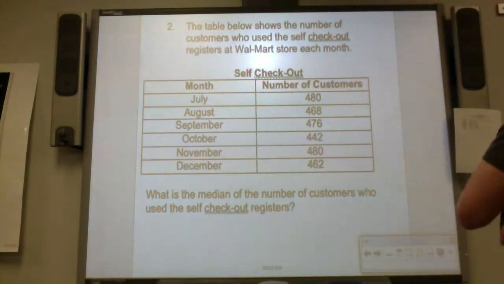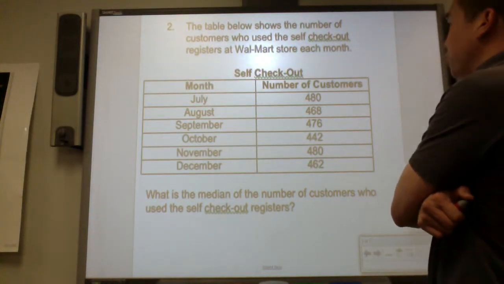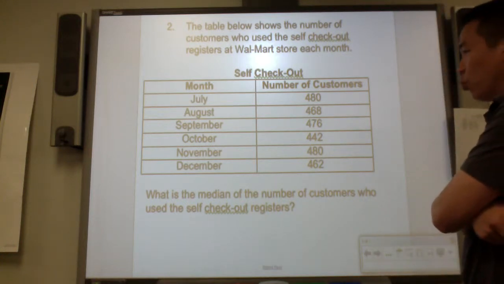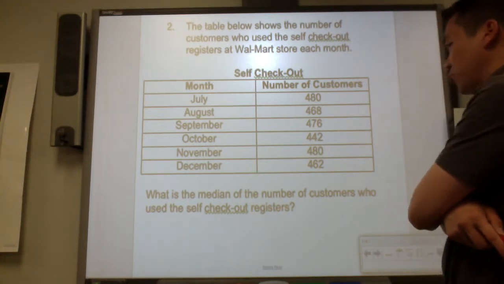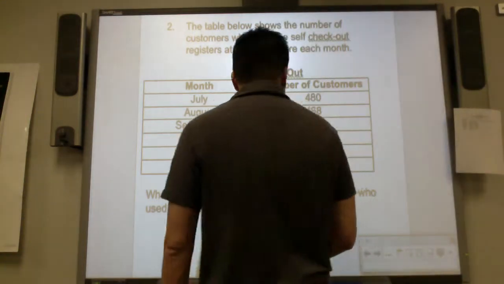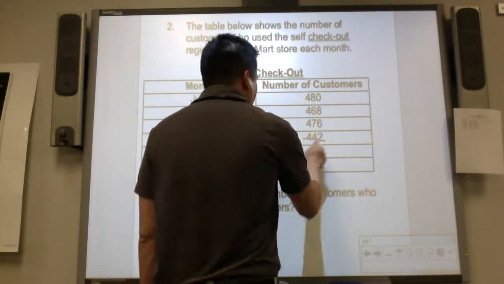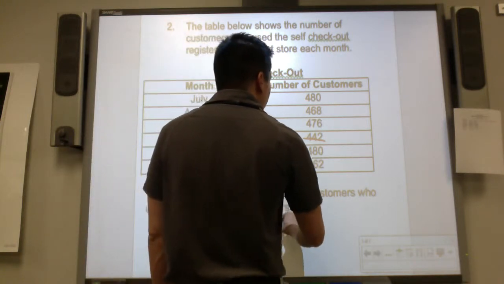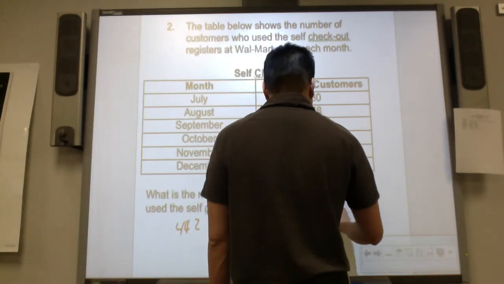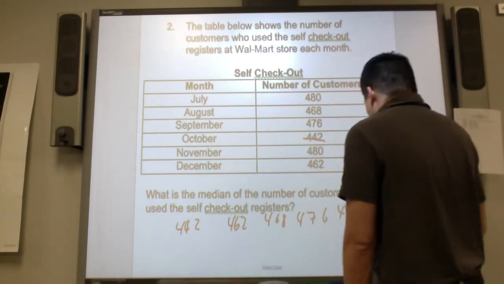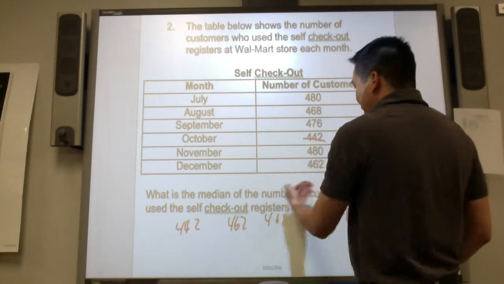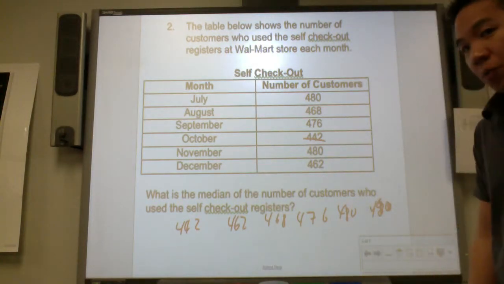The table below shows the number of customers who use the self-checkout registers at Walmart store each month. So what is the median of the number of customers who use? So median. Are the numbers in order? Shucks, of course not. 442, 462, 468, 476, 480, 480. Just keep track. There are 6 numbers here. Make sure you have 6 numbers in your list from least to greatest.